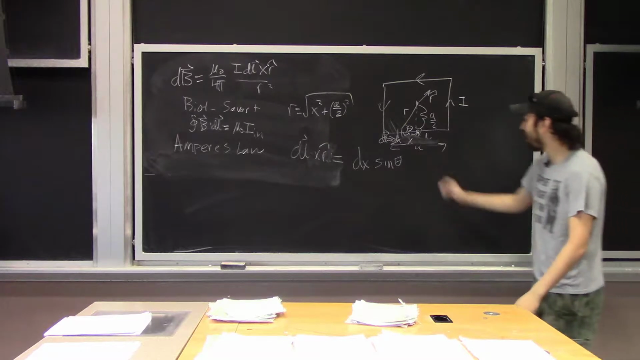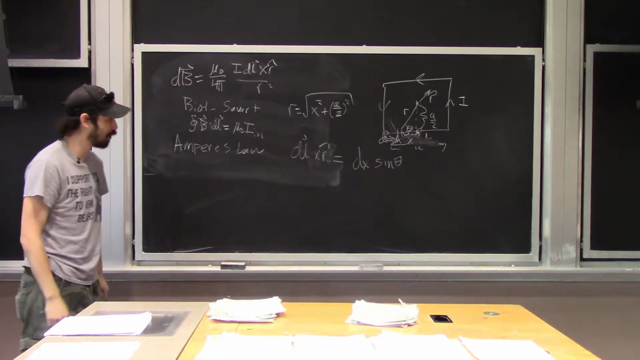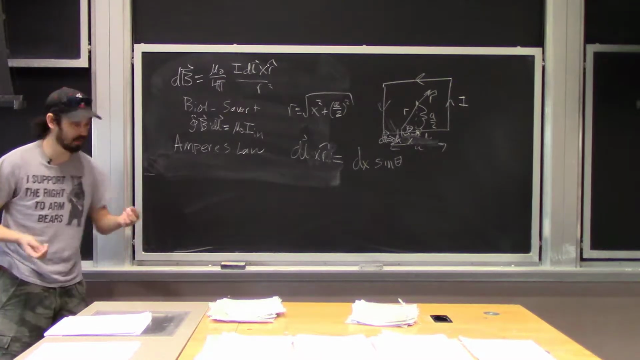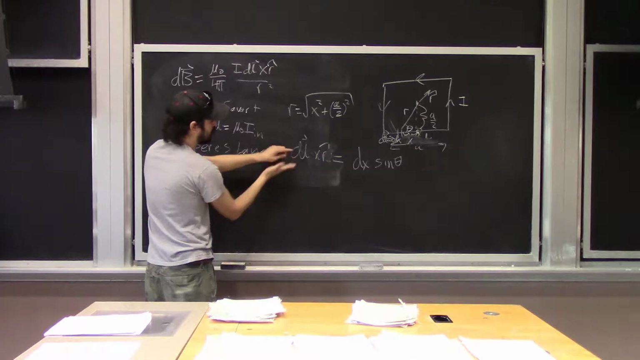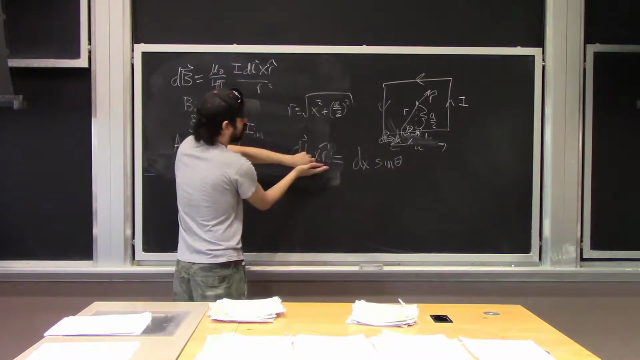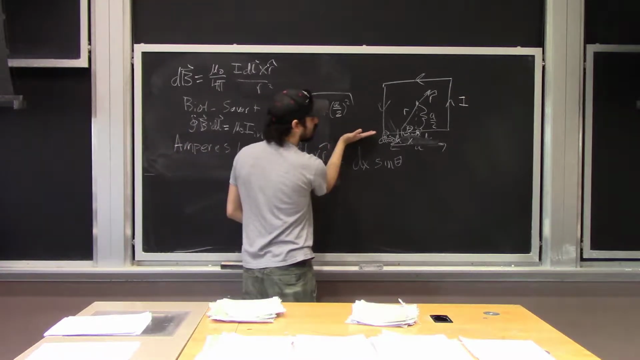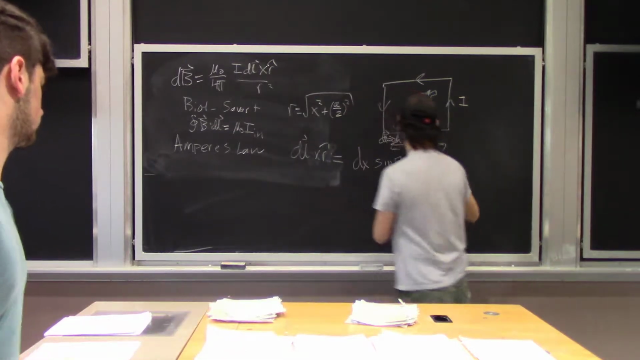So n hat is going to be the unit vector that's perpendicular to both of these vectors, which you find via the right-hand rule. We can find that vector by taking our fingers and pointing them in the direction of dl, and then curling them into the direction of r hat. So if this is the direction of dl, we curl into r hat. That gives me a vector that points this way.